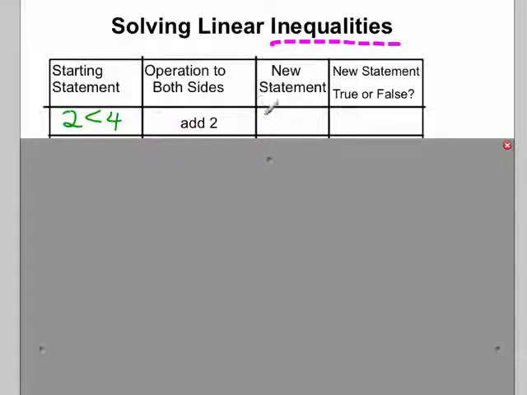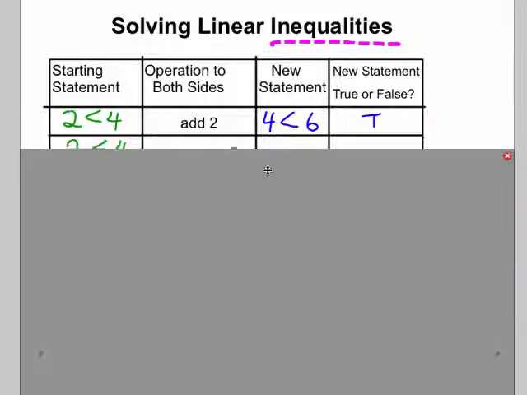That would become 4. That would become 6. And my question now is, is 4 less than 6 still? Is that still a true statement? It is. I added 2 to both sides, I got a new statement, and that new statement was still true.